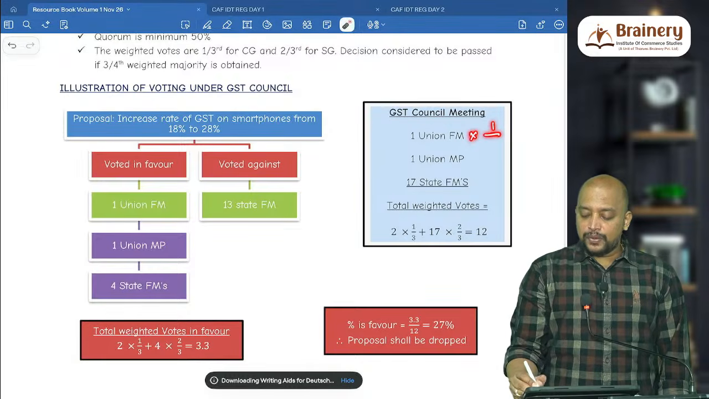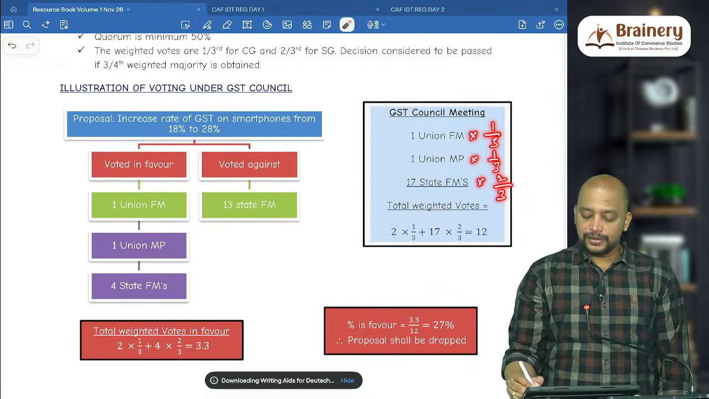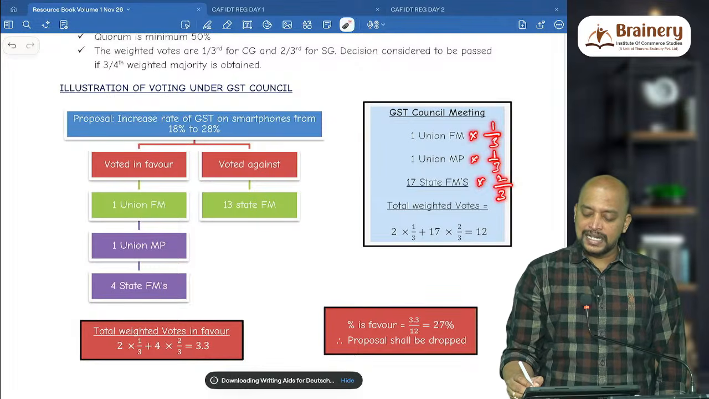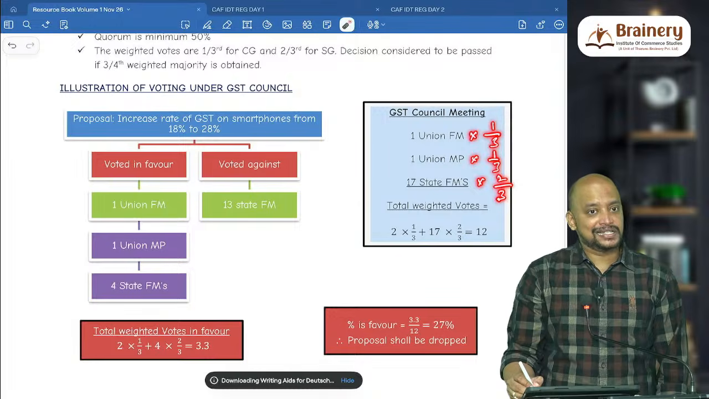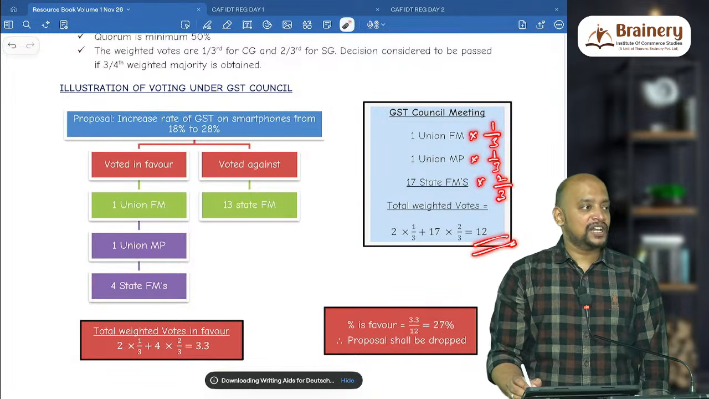Central government will have 1/3 and state governments will have 2/3. So 1/3 plus 17 into 2/3: 17 2s are 34, 35, 36. 36 divided by 3 is 12. 12 is the total weighted votes.